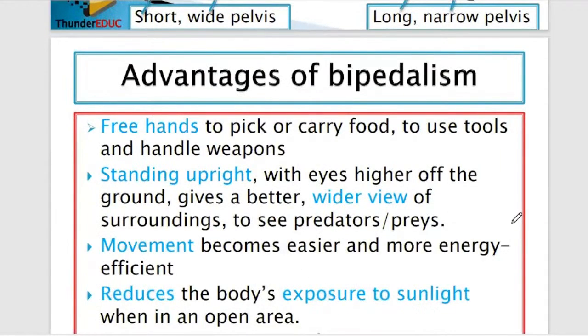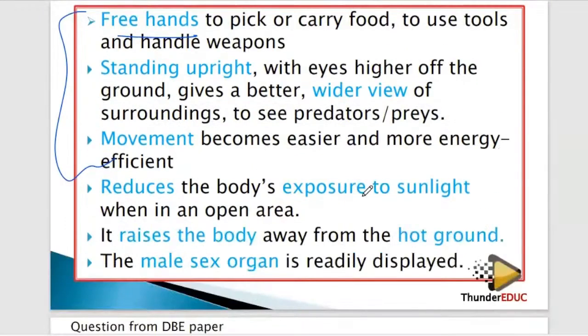I want to talk about the advantages. At least, go when you know three of them. Free hands so that you can pick food. Standing upright, the eyes are high off the ground, so it's a better view. You understand? You see, you think why ladies like to put on high heels, so they can see far. Why? Because you're off the ground, so that you can see exactly what is happening there.